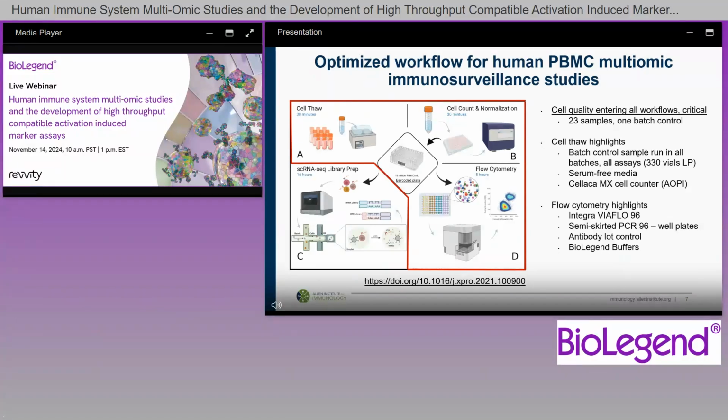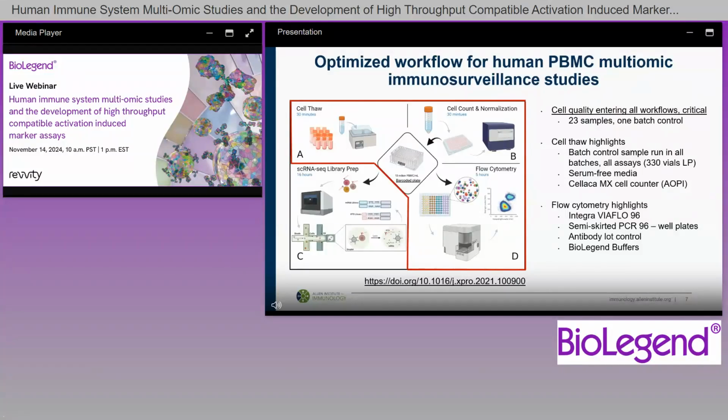So to walk us through some of the key points in this protocol that we've developed and published in STAR Protocols. To start, cells are thawed and counted using fluorescence-based cell counting on the Celica MX, and that cell concentration is normalized, and then we plate those cells in a master plate. And so then, we have the sample split between flow and RNA sequencing. An important part of that is that we are doing that in 23 samples plus 1 batch control.